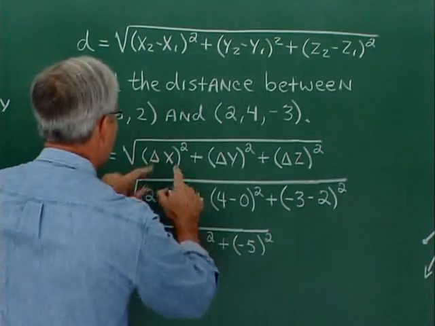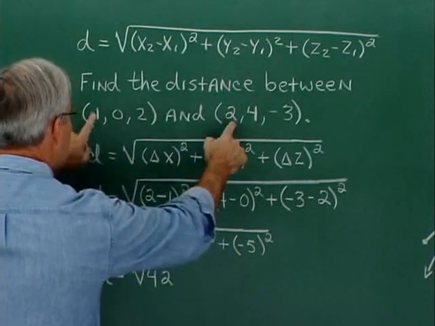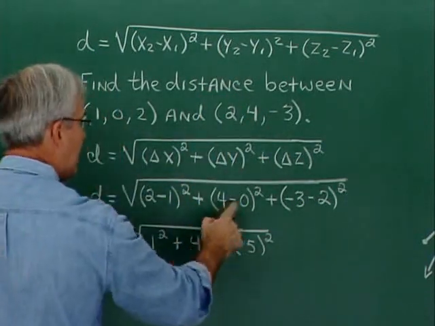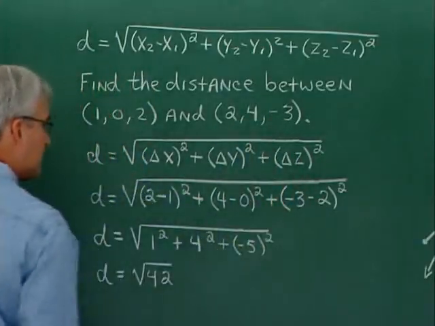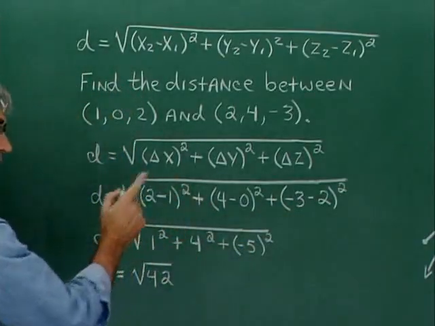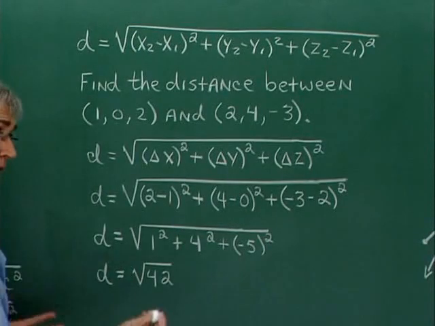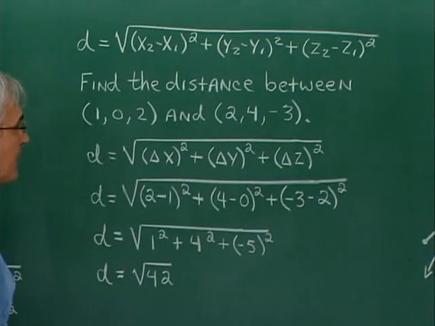So the difference in x components, well, let's see, it's the difference between the 1 and the 2. So I'm using 2 minus 1. And then for the difference in y's, 4 minus 0. And the difference in z's, negative 3 minus 2. You see, and all of those differences are squared. So I've collected in these parentheses, and I get these values squaring and collecting. I find the distance to be the square root of 42. We could approximate it using the calculator, but that's old hat. We know how to do that.